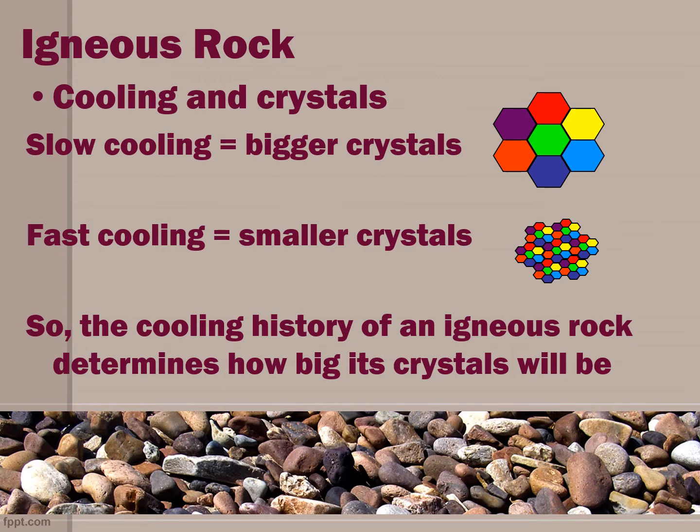So when we have a slow cooling process that happens to our molten rock or our magma or sometimes lava, we do have bigger crystals. While when we have a fast cooling process, we have smaller crystals. So the cooling history of an igneous rock determines how big the crystals will be. Okay, again, pag mas mabagal po ang pagkukul ng ating molten state, we have bigger crystals, and with faster cooling, we have smaller crystals.